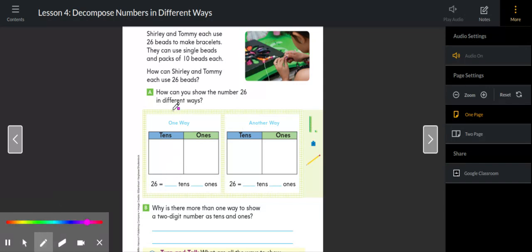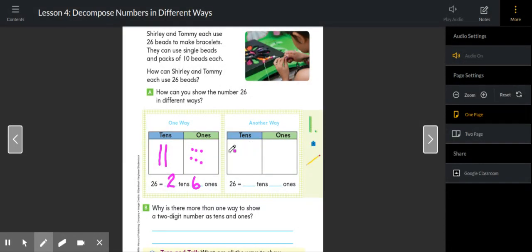So normally when we make 26, we think of it as being 2 10s and 6 ones. So let's do that one first. 10, 20, stop, 21, 22, 23, 24, 25, 26. So 2 10s and 6 ones is 26. Another way to do it, you could just have 26 single beads, right? Then that would be 0 10s and 26 ones.